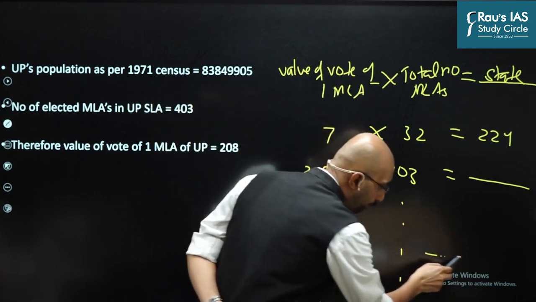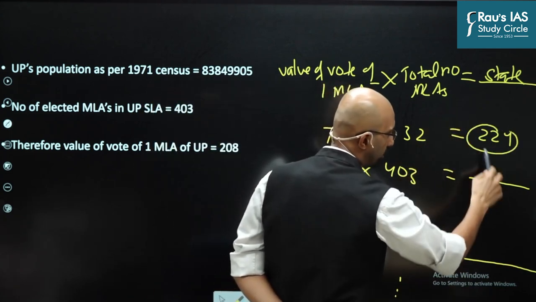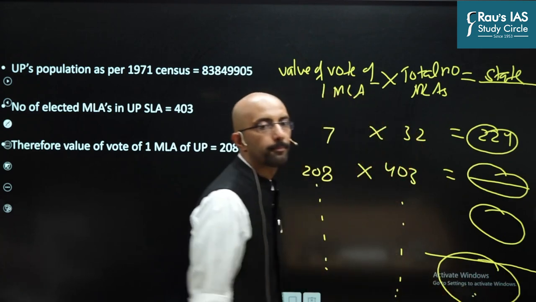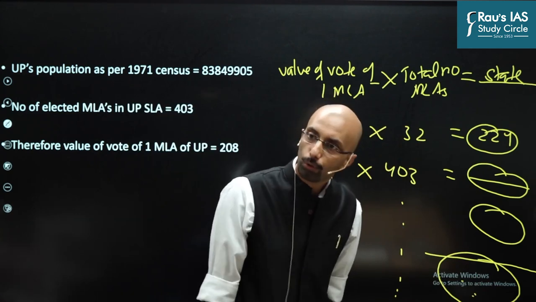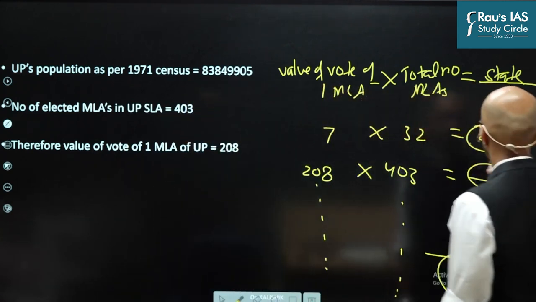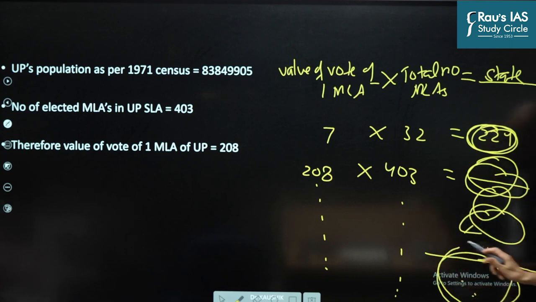And in the end, what will I do? In the end, I will total all these values. So what will this number be? This number will be the total value of all votes of all MLAs of India. But this is what value? Role of Sikkim, role of UP, role of Assam, Nagaland, Mizoram, Tamil Nadu, Andhra, Gujarat, Maharashtra. So once I add all these, it means the total value of votes of all MLAs of all states of India, including Delhi and Pondicherry.